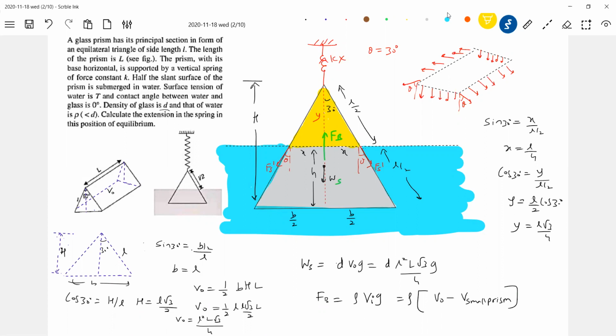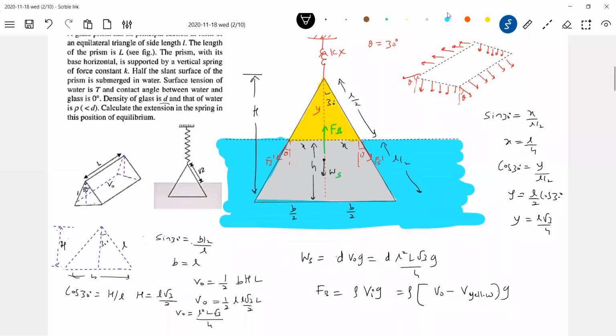Now you can see this. Can you calculate the volume of that yellow color? First, V naught, we know it: rho Vi. V naught is how much? L square, L root 3 by 4, minus... What is the volume of the yellow color?